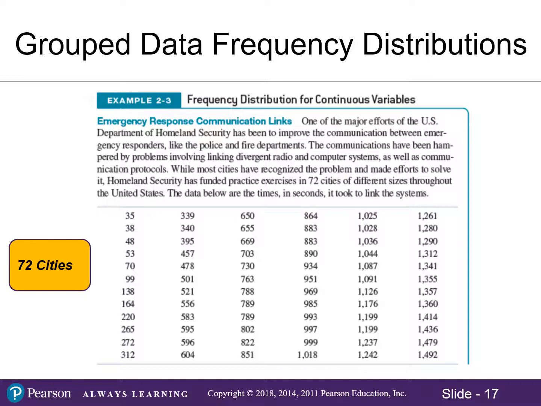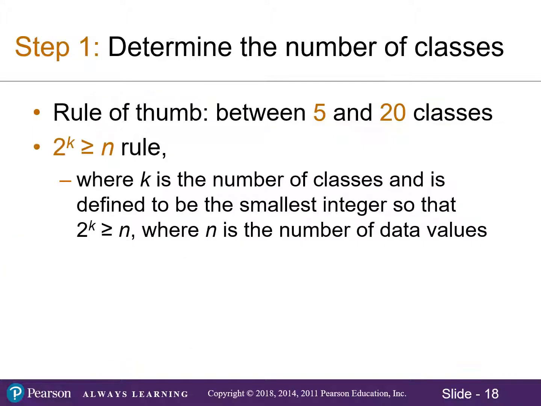How would you approach this problem? Well, there's 72 cities, so we're going to start there. We're going to start by determining our number of classes. So I'm going to use the 2 to the n rule. Now, I know my powers of 2 pretty well. That doesn't mean I have them memorized. I know that 2 to the 4th is 16 and 2 to the 5th is 32.